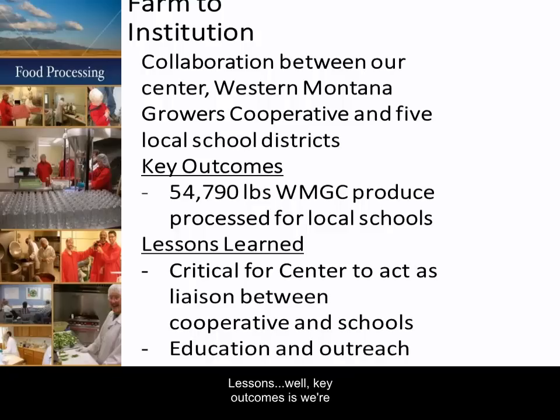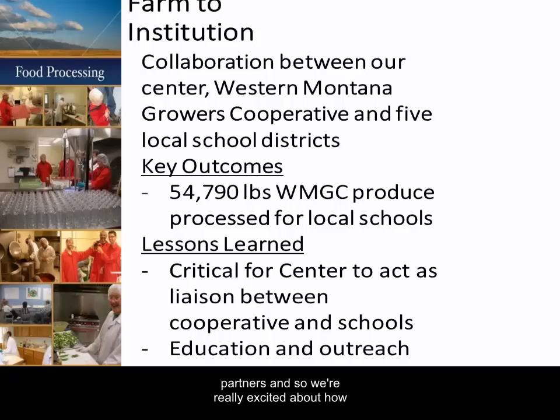Key outcomes is we're processing a lot of produce. Last year, 54,000 pounds was processed from the Growers Co-op, and I like to equate it to a revenue stream. It was almost a 30% increase to their revenue stream for the co-op. And for us as a food processor, on our food processing footprint, it was equal to about a 25% increase in revenue, which means we got to bring on more people to process. We created jobs. It was a success for both partners.